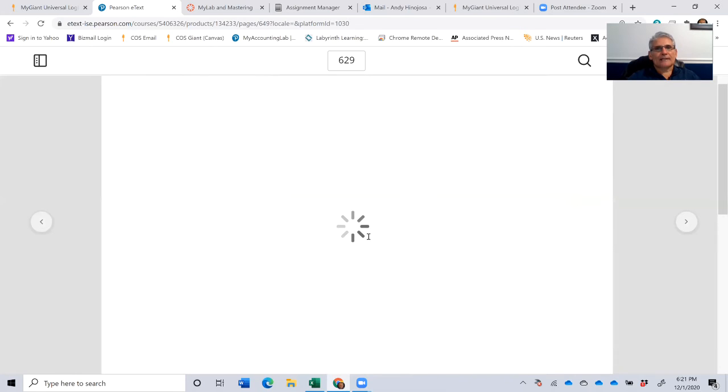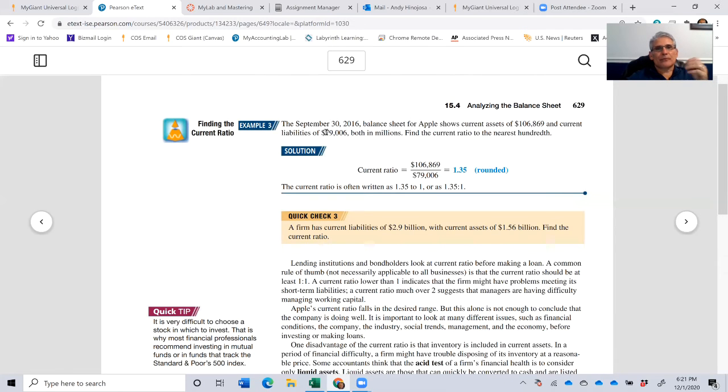So let's take a look at how this works. So for example, number 3, they say, the balance sheet shows the current assets for September 30th, 2016 to be 106,869. That's the current assets. Now we're still gonna compare. This is more like vertical analysis, not the horizontal. Horizontal compares year to year, but this is not comparing year to year. This is the 1 year that we're analyzing within that 1 year. So for 2016, we're taking the current assets of 2016, and we're dividing it by the current liabilities for the same year.